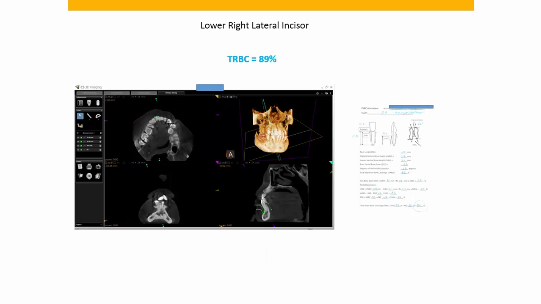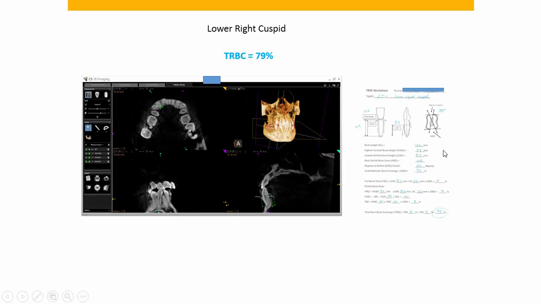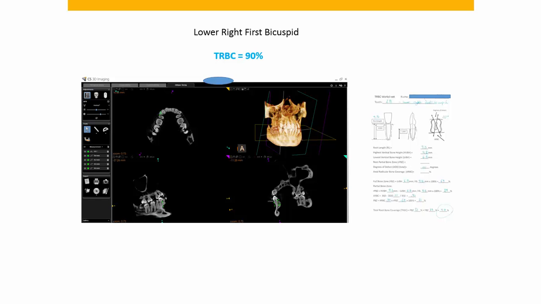So when we talk about the bony support for individual teeth, we use something called total root bone coverage. It's an empirical formula that gives us the relative percent of the circumference of the root that is covered with bone. For example, in this particular case, the lower right lateral incisor has 89% total root bone coverage, which is actually pretty good. And then you can compare that total root bone coverage to the lower right cuspid, which is 79%, or the lower right first bicuspid, which is 90%.